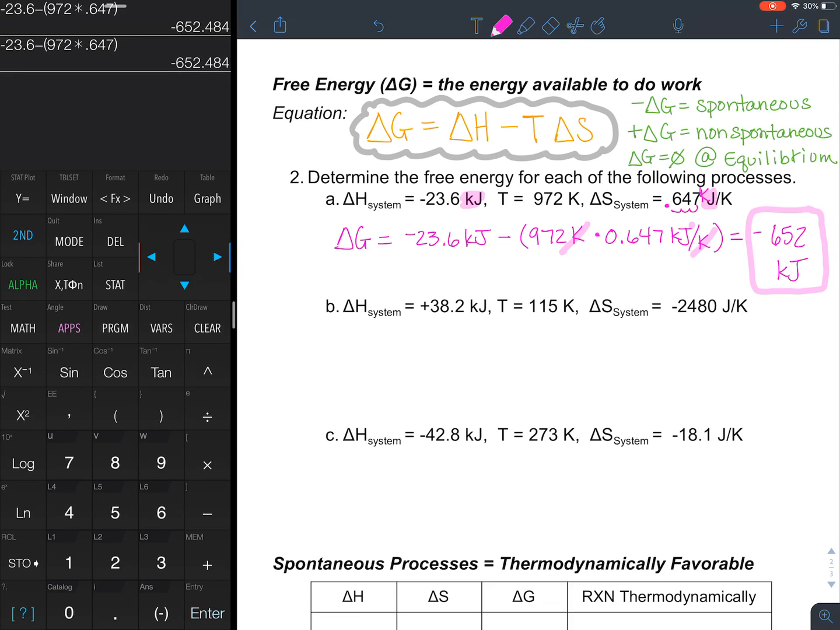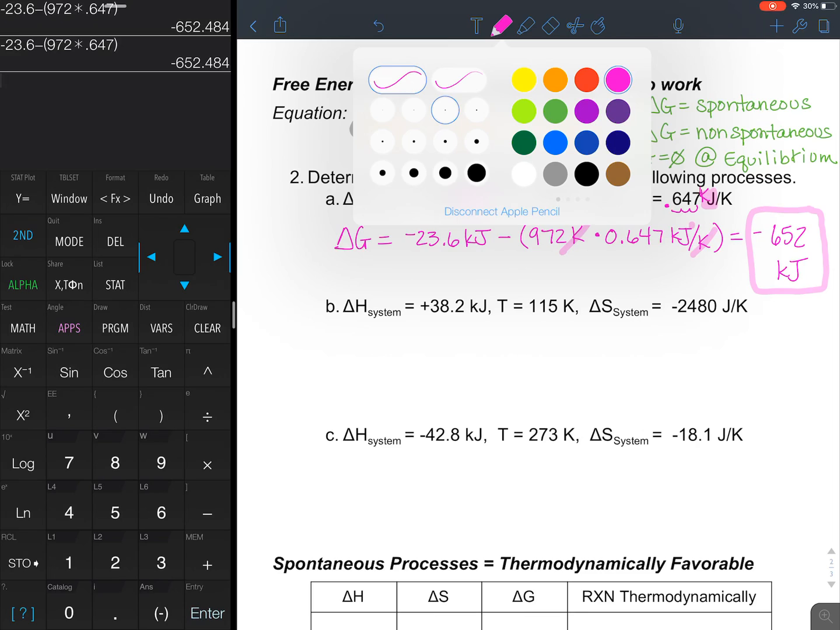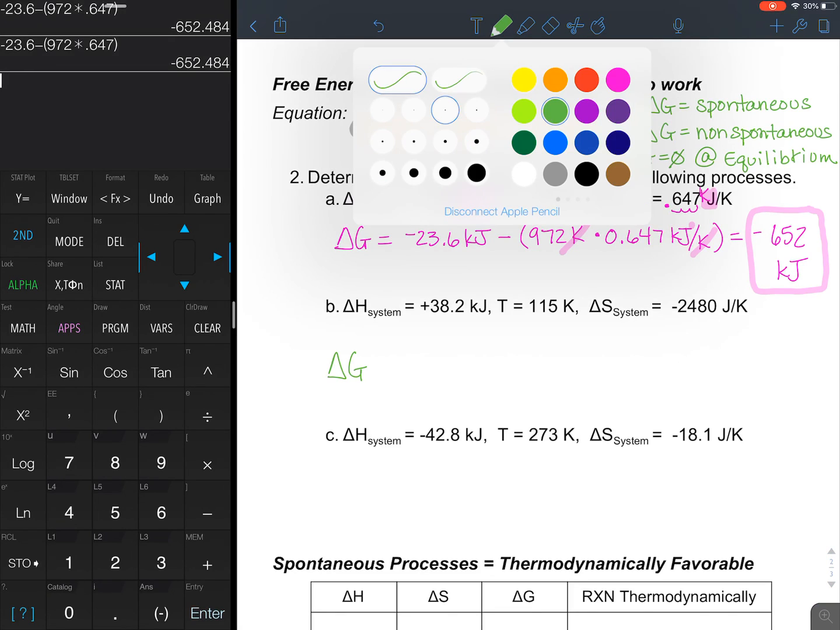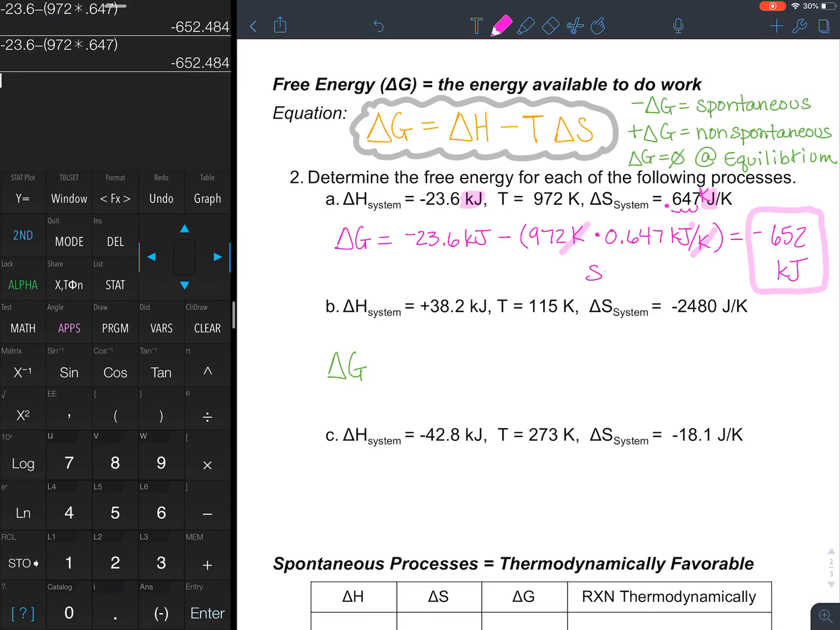All right, let's take a look at the next one. Go a little bit faster. And it just so happens that this first one would be a spontaneous process. I guess I should have written that. So this one is spontaneous.